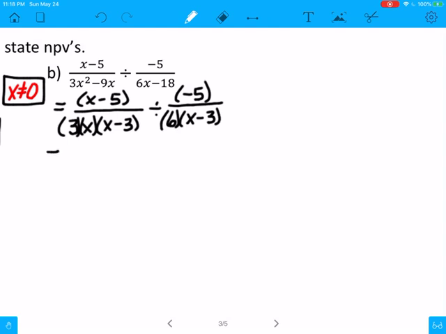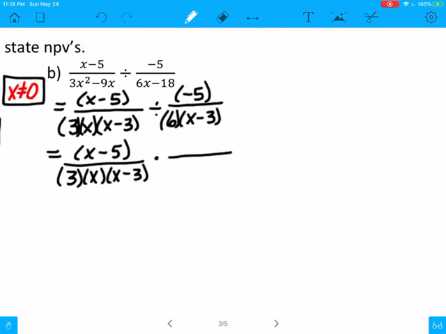So my next step is to flip and multiply, but only the right-hand side. So I'm going to get x minus 5, and then on the bottom, I have 3, I have x minus 3, multiplication symbol, and they're going to flip. So I'm going to get a 6 and an x minus 3 now on the top, and a negative 5 now on the bottom. And remember, with division, I state NPVs for all the denominators and the right-hand numerator.